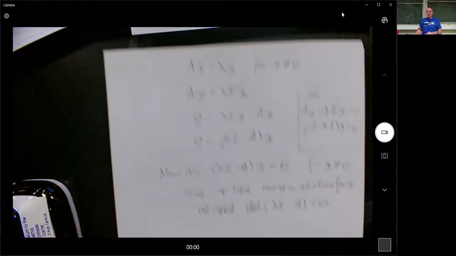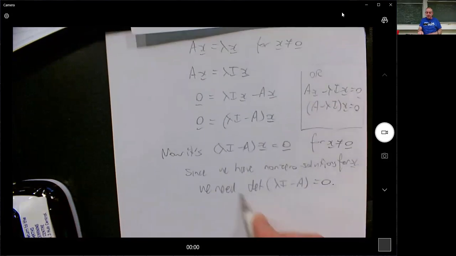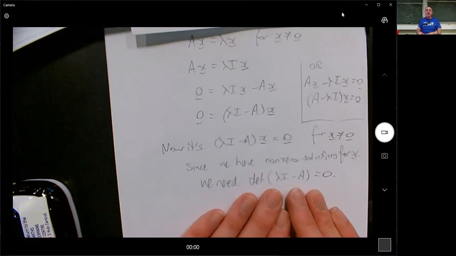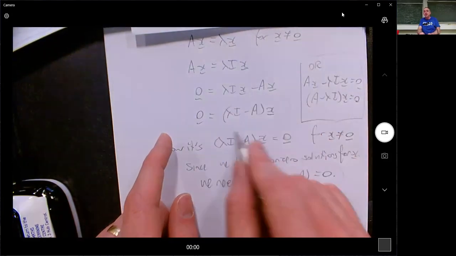Okay, so you don't have to show all this working every time. It's okay to go straight to here. But if I actually did want to find the x's that went with the lambda that I'm thinking of, I would have to solve this equation here.